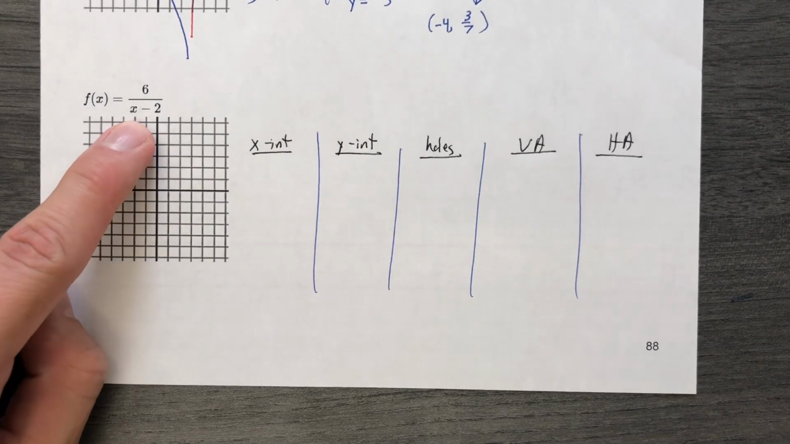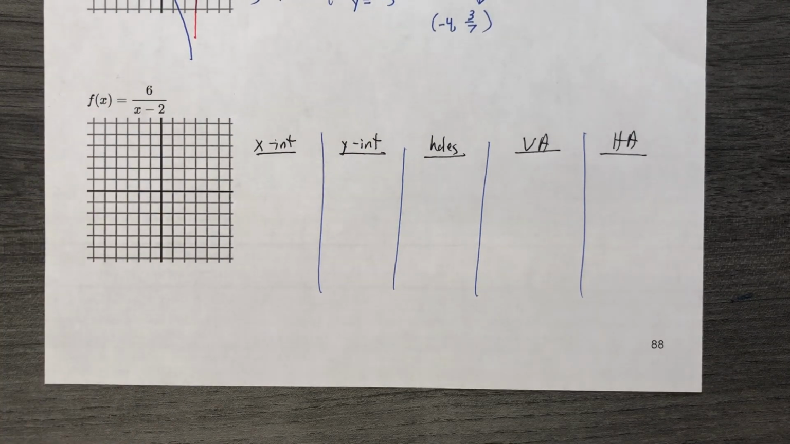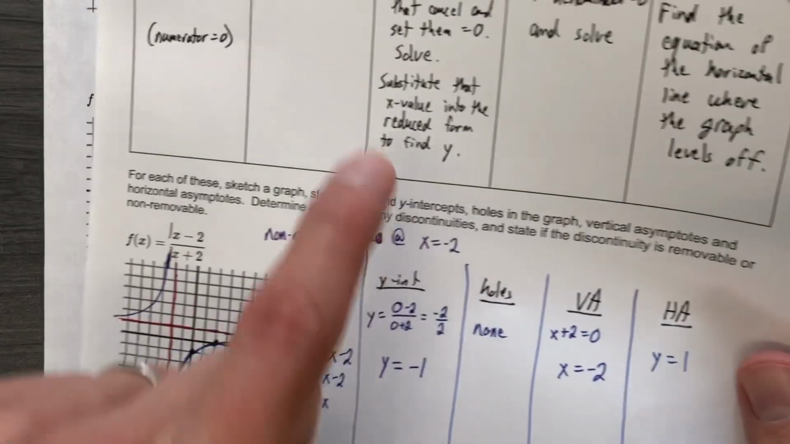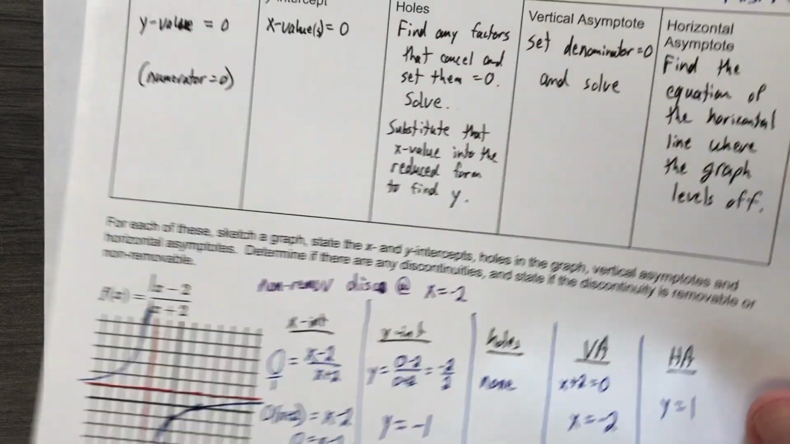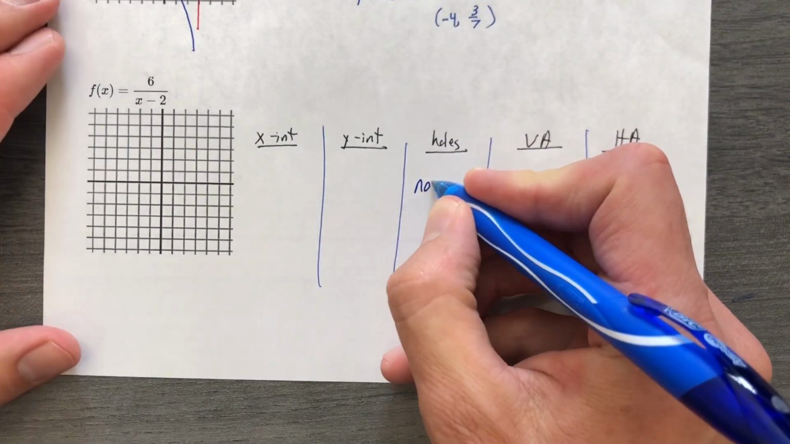This does not reduce. Don't try to reduce the 6 and the 2. Please don't. No, you'll get hurt. It's not worth it. Don't do it. Don't be a hero. So that one doesn't reduce, actually, because nothing reduces, and that's the whole point of finding a hole. So find any factors that cancel. Nothing cancels, right? So there are none here. No holes.